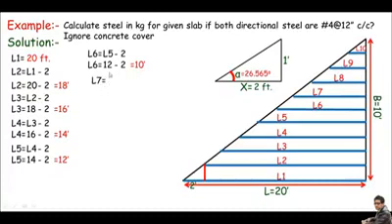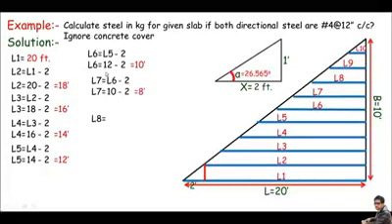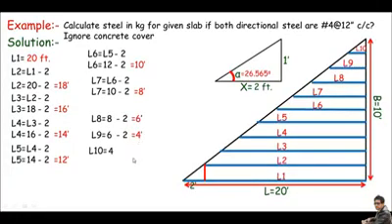And L7 is just L6 negative 2, right? And L8 is just L7 negative 2, right? L7 is just 8, negative 2 equals 6. L9, it is just 6 negative 2. And L10, it is just 4 negative 2, right?